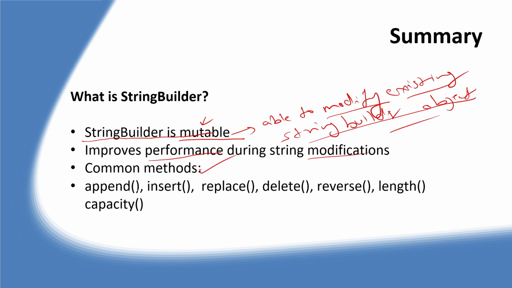And the common methods we have seen are append, insert, replace, delete, reverse, length, capacity. For capacity we have seen 16 is the default value, and whatever characters we are adding will be added on top of this 16 value.